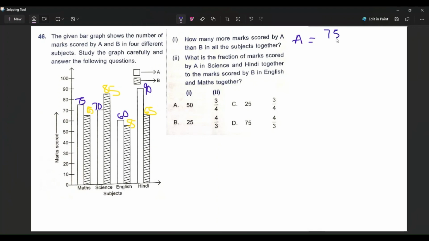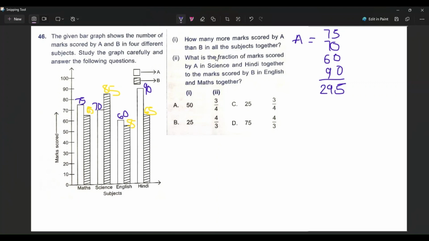75, 70, 60, 90. 5 plus 0 is 5. Let's write 5. 7 plus 7 is 14. 14 plus 6 is 20. 20 plus 9 is 29. Now we are done with A.